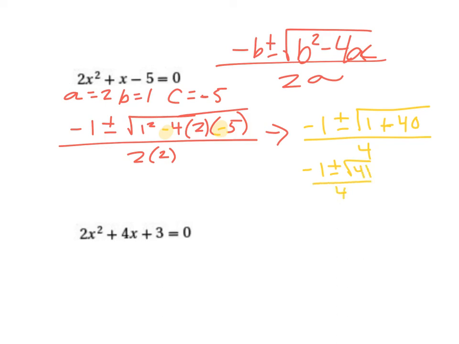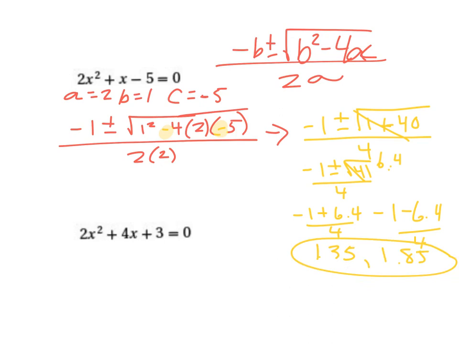I'm going to calculate the square root of 41 on my calculator, and I get 6.4. I just rounded that number. So it's actually 6.4. And now I can add negative 1 plus 6.4 divided by 4, negative 1 minus 6.4 divided by 4. My final solutions are 1.35 and 1.85.